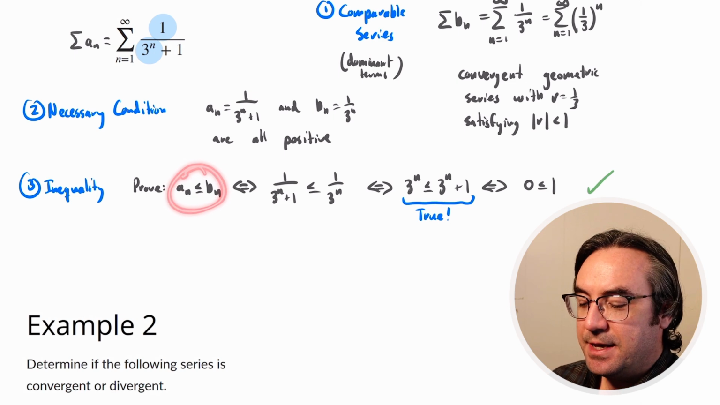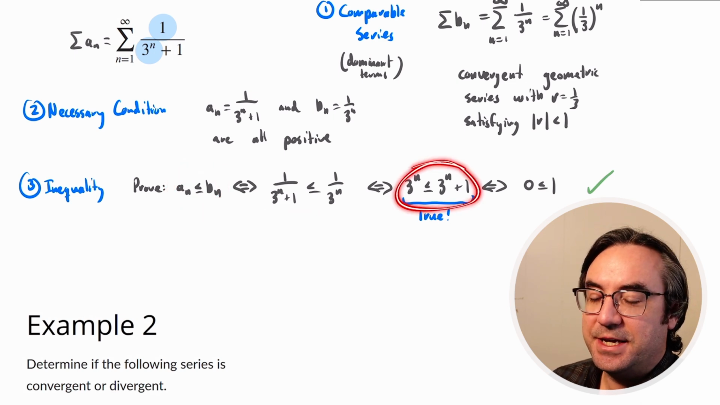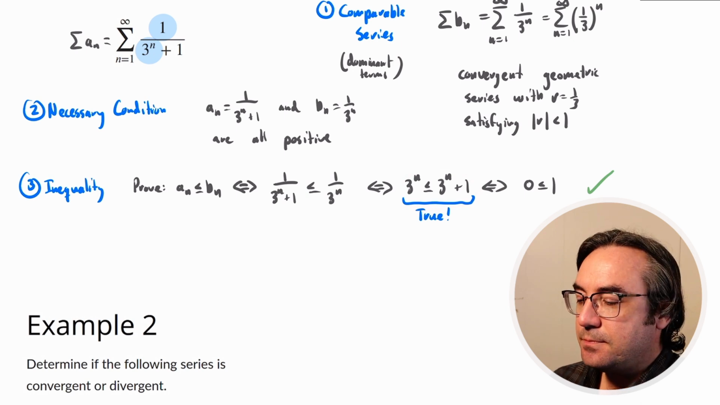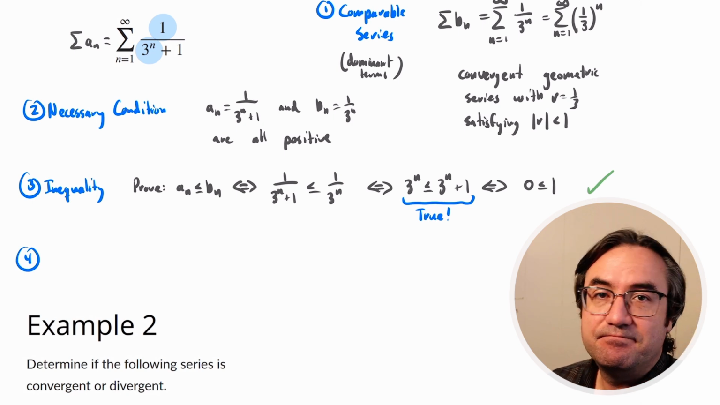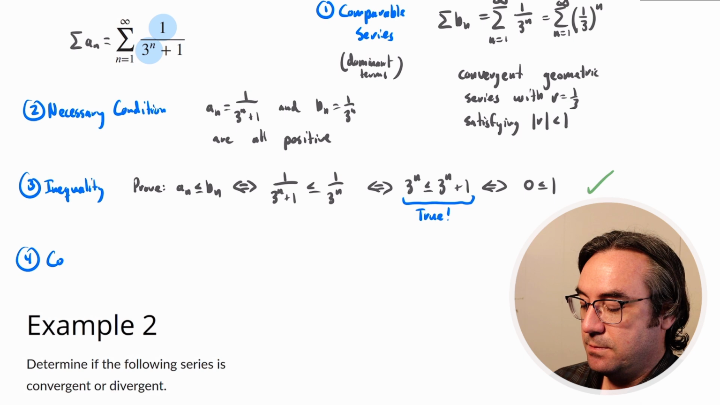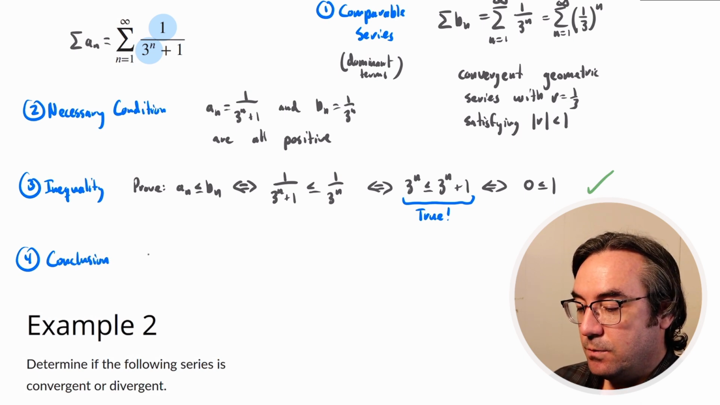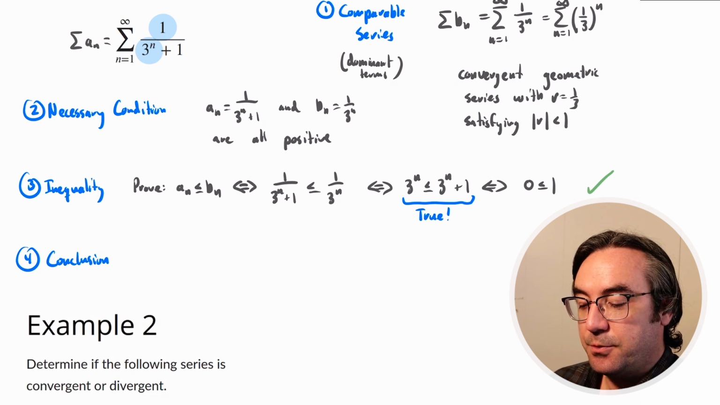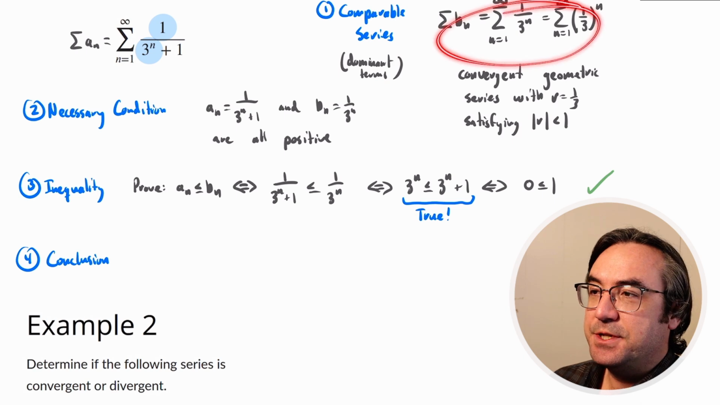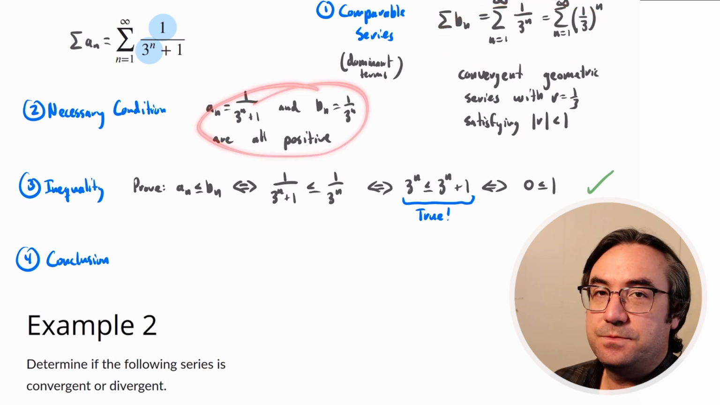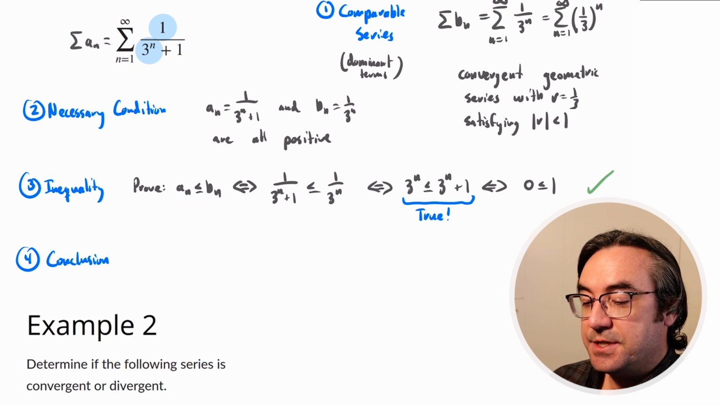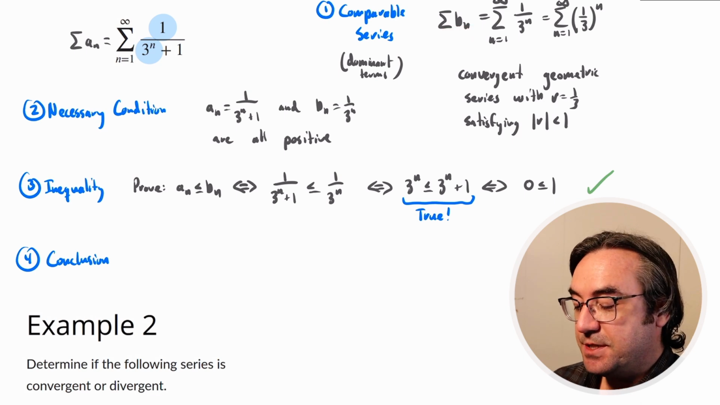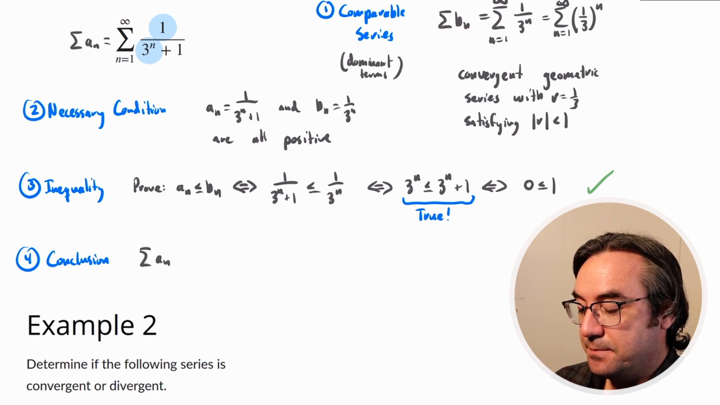So that's one way to prove an inequality: start with what you want, and then simplify it until you get down to something that's obviously true. And once you've done this, the last step is the conclusion. So what's our conclusion here? Well, we went through, we found our comparable series, we stated the necessary condition, and we proved the inequality. Now, since sigma bn was convergent, sigma an has to converge as well.